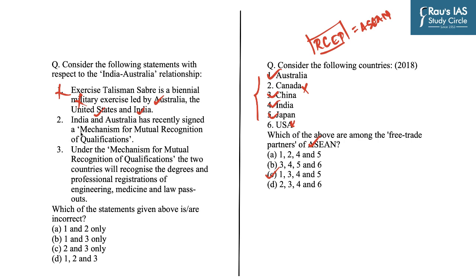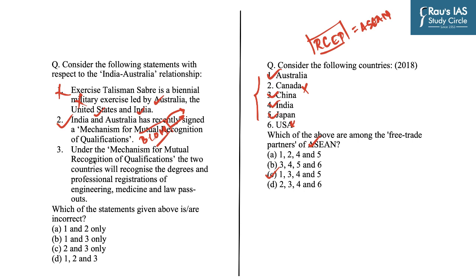Whereas the second statement, India and Australia have recently signed a mechanism for mutual recognition of qualifications, is of course correct, because these two nations have signed a framework mechanism for mutual recognition of qualifications. And it is going to go a long way in helping the mobility of students and professionals between the two countries. If you do a BCom here, it does not get recognized as a degree in commerce in Australia. And this is now going to happen for a lot of technical qualifications, which is obviously going to ease the mobility of Indians and Australians in each other's countries.